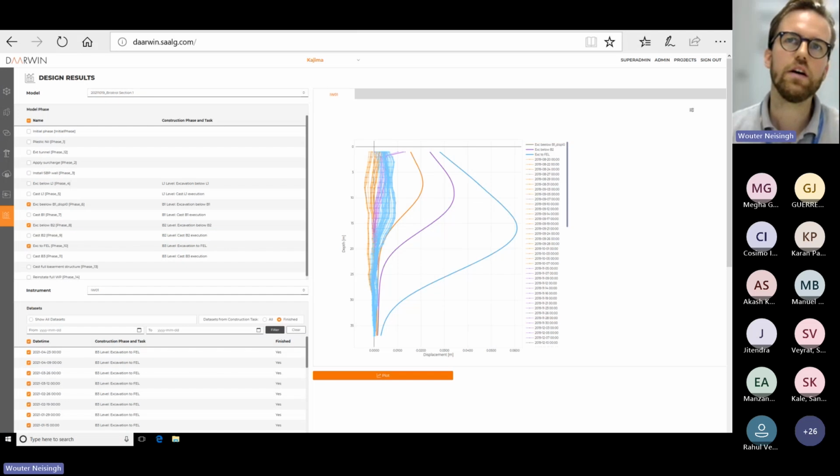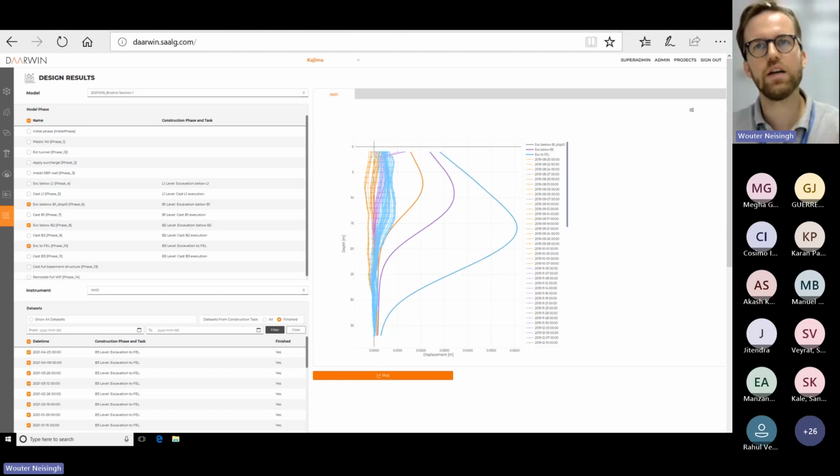So what we see here is a screenshot from Daarwin, where we see the plotting of the design values versus the monitoring data. Now, when we're plotting the design's displacement over depth, you can clearly see that the monitoring data and design have a discrepancy. The 3 lines at the right, the orange, purple, and blue ones, represent the design values, and the one more in the center represents the monitoring data coming in.